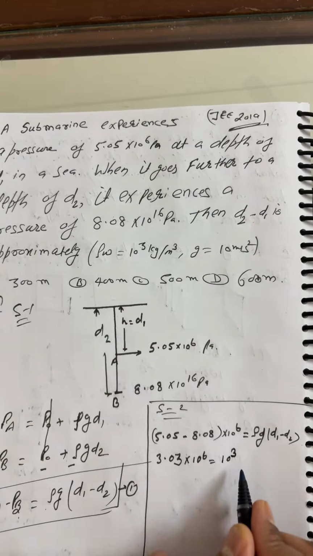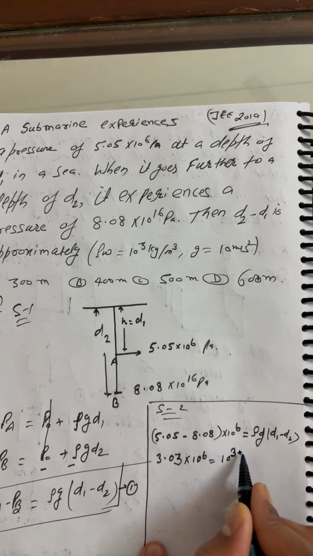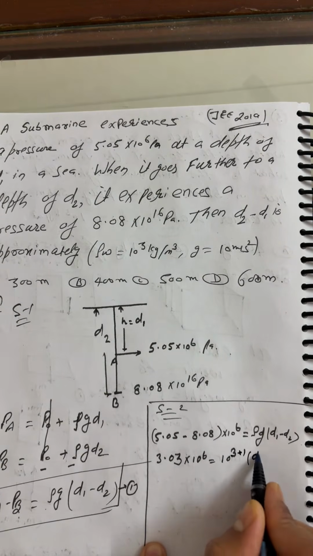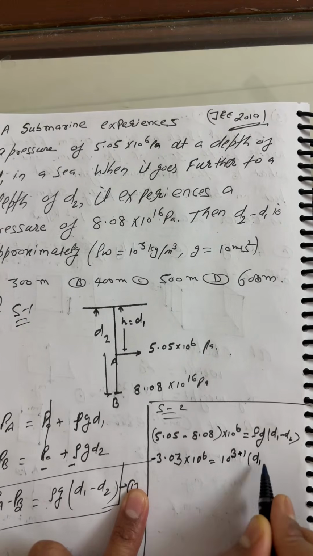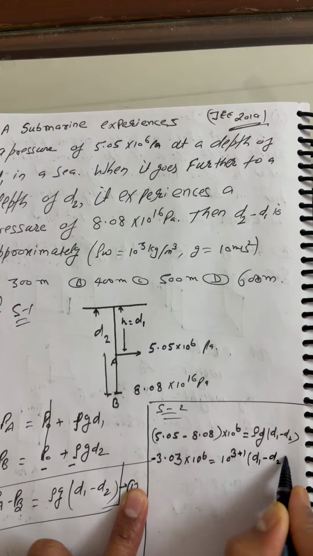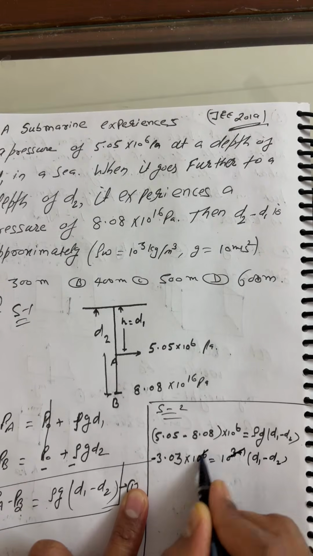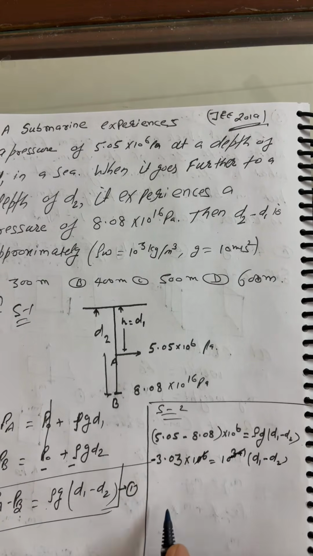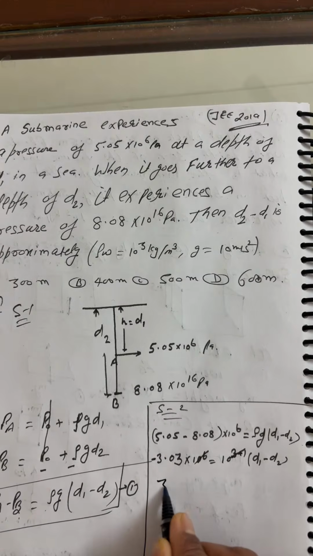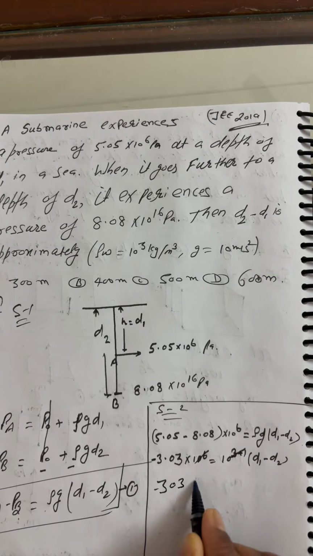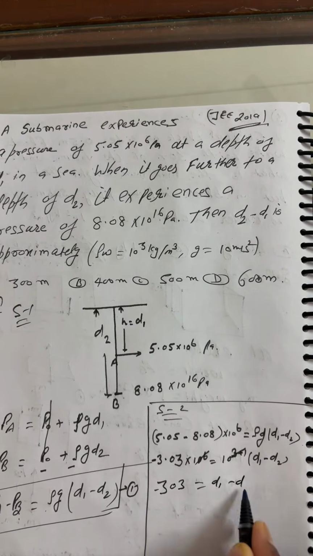And g is already mentioned as 10. So you can say this is 3 plus 1 into D1 minus D2, but keep in mind this is negative. Here 10 to the power 4 cancels. So what you will get is minus 303 equals D1 minus D2.